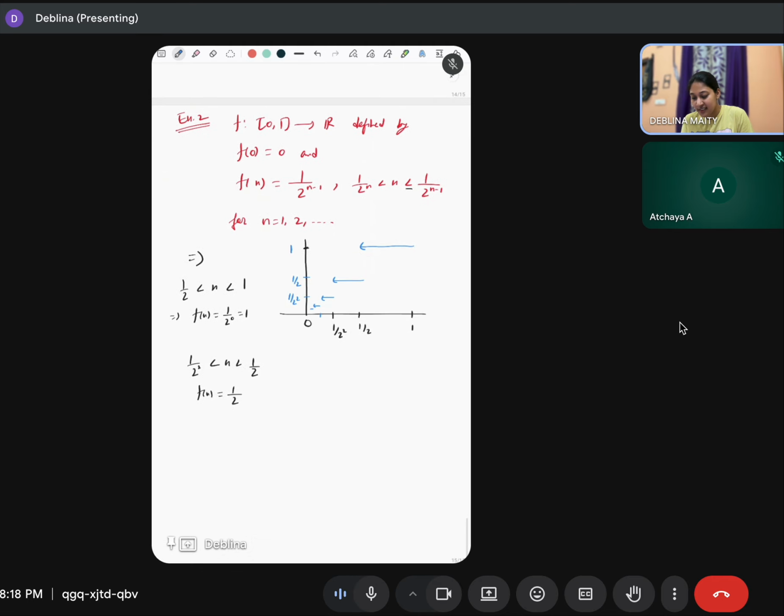So you can clearly see this function f is monotonically increasing, right? It is a step function. So this function is bounded, because for Riemann integrability first it has to be bounded, right? So f is bounded and it is monotonically increasing.